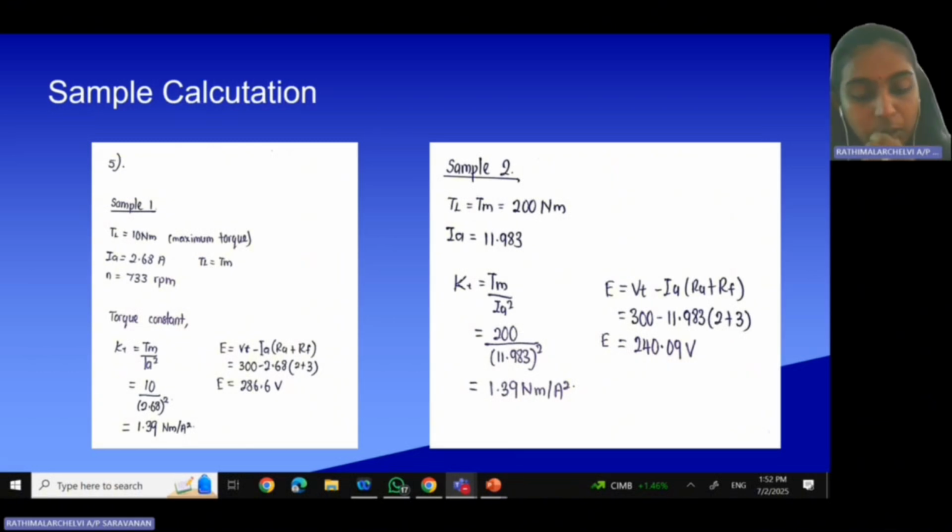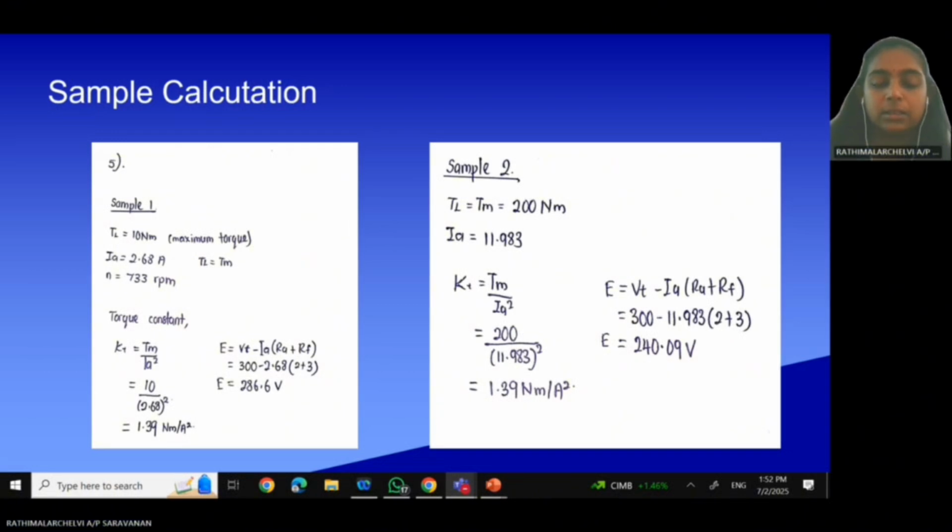And then we use the terminal voltage formula to find the terminal voltage. For the 10 Nm load torque, the terminal voltage is 286.6 volts, and for the 200 Nm load torque, it is 240.09 volts. So when the load torque increases, the terminal voltage decreases.